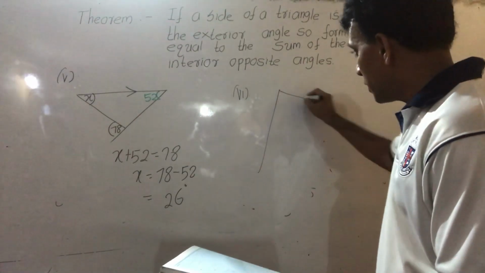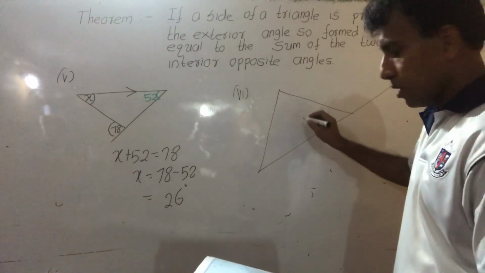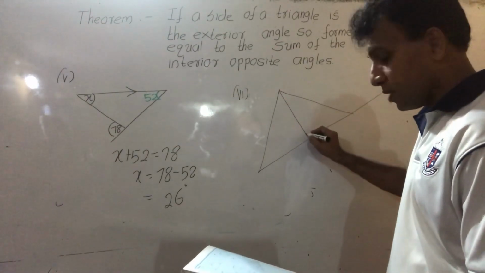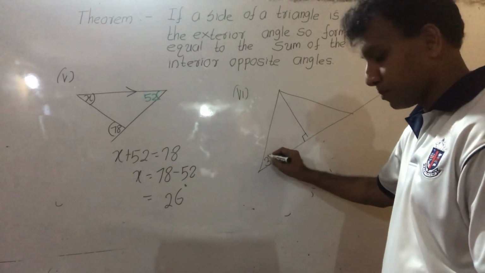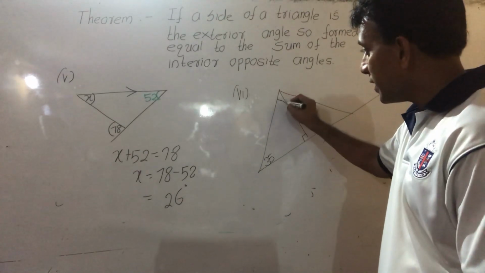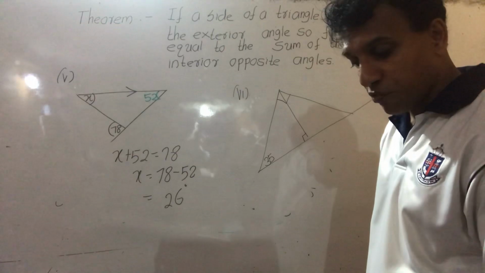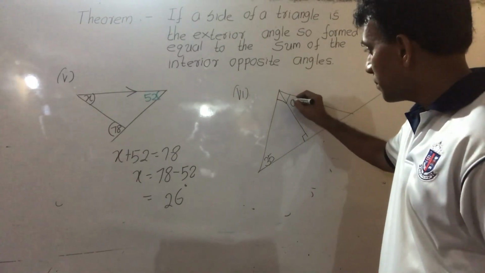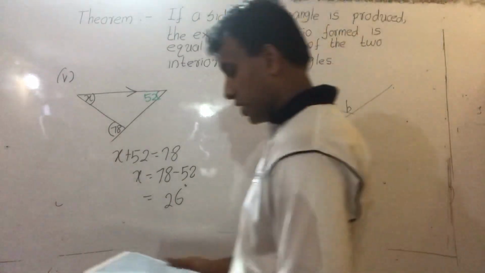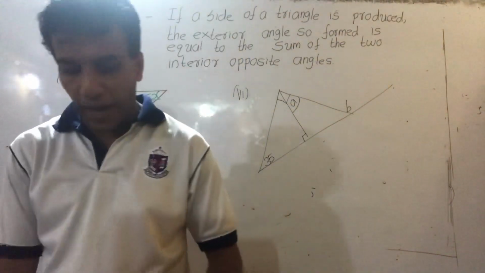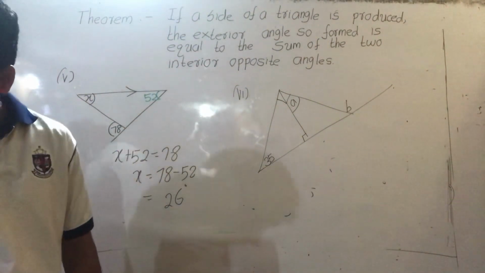A triangle is given like this. The side is produced. Here they mention this is 90 degrees, here 35 degrees, here completely 90. Mark properly. View the diagram in your book, page 91, page 94. This part is A, here is B. The question is: find the values of A and B.